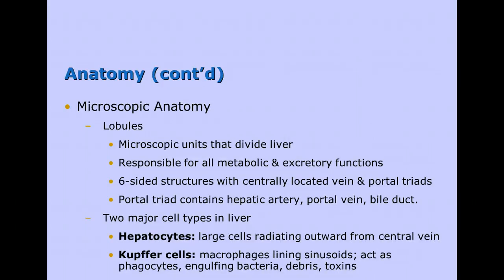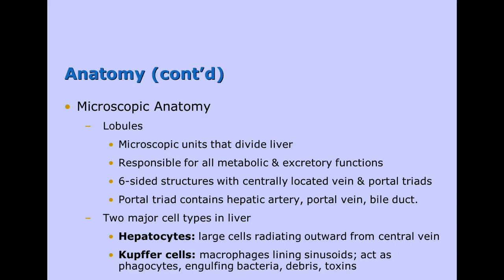When we look at the microscopic anatomy of the liver, we see in the lobules that there are different divisions. They're all responsible for metabolic and excretory functions. They are six-sided structures with a centrally located vein and portal triads. And the portal triad actually contains the hepatic artery, the portal vein, and the bile duct.